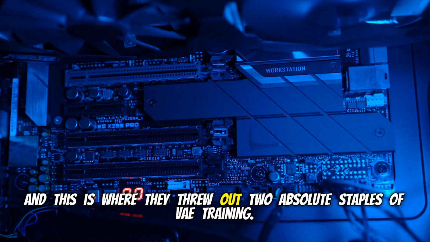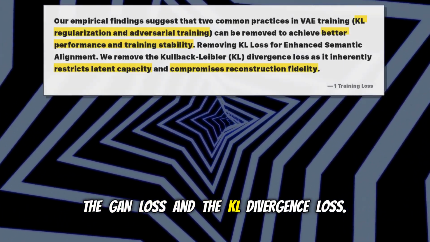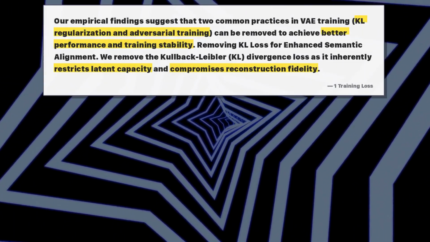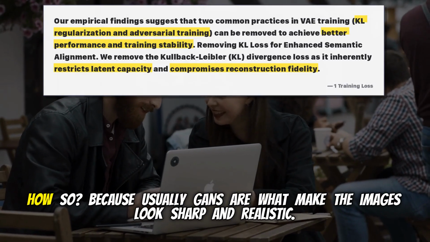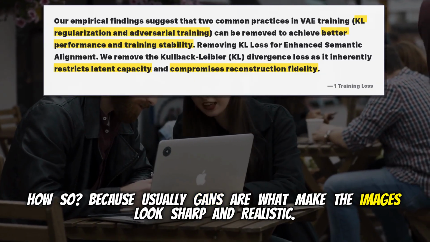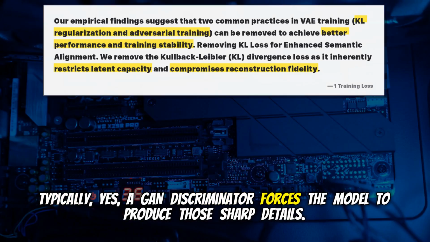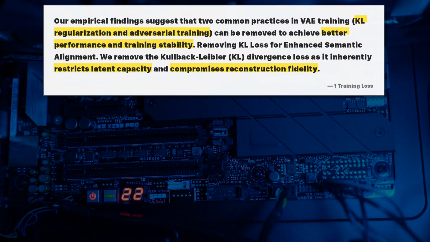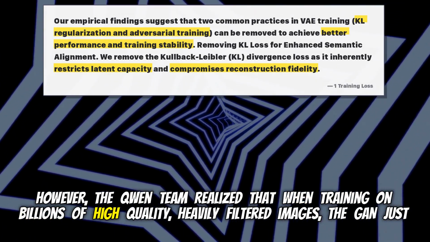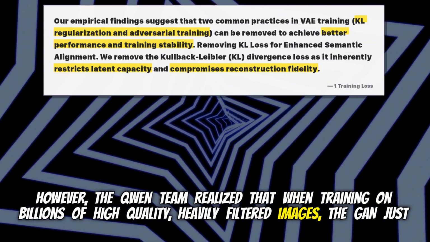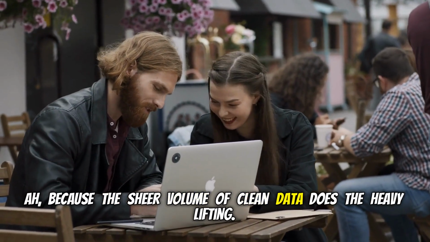And this is where they threw out two absolute staples of VAE training, the GAN loss and the KL divergence loss. Yeah, that was a bold move. Dropping the adversarial GAN loss was a very pragmatic decision, really based on scale. How so? Because usually GANs are what make the images look sharp and realistic. Typically, yes, a GAN discriminator forces the model to produce those sharp details. However, the Qwen team realized that when training on billions of high-quality, heavily filtered images, the GAN just becomes redundant. Ah, because the sheer volume of clean data does the heavy lifting.